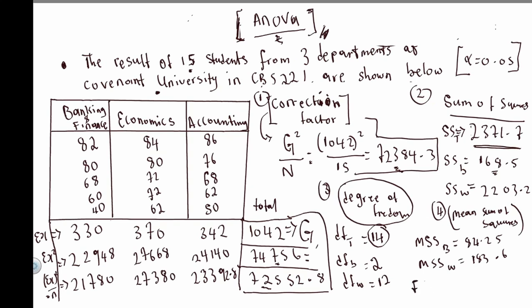The last step, which I'm not counting as a step because this is already our answer, is to find our F calculated. Like every single thing we've been doing here, is to arrive at this guy, very troublesome guy. So the F calculated is very simple. The F calculated is just the MSS between divided by the MSS within. So all we do is divide this by this. Very simple, right?